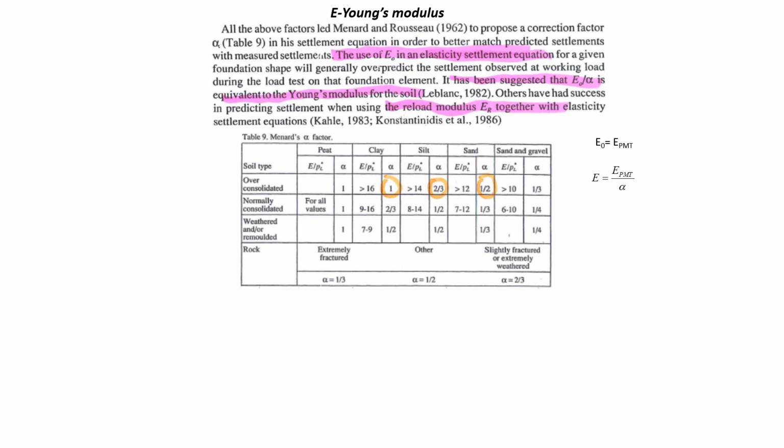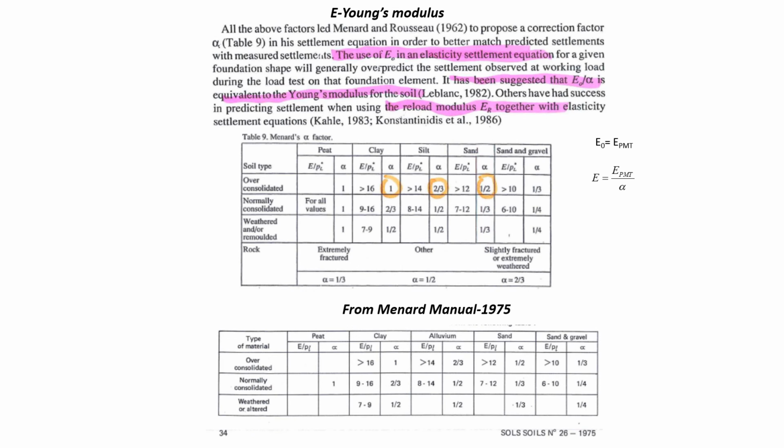And Young's modulus is going to be used for calculation of settlement of your footing, and it's pretty straightforward. You take your E naught, or EPMT, whatever we discussed before, you divide by the alpha coefficient, and you get your Young's modulus. So E naught divided by the alpha coefficient, and Menard made this empirical correction factor in 1962. This table is from one source, and this one from another source. The lower table is from the Menard manual of 1975.